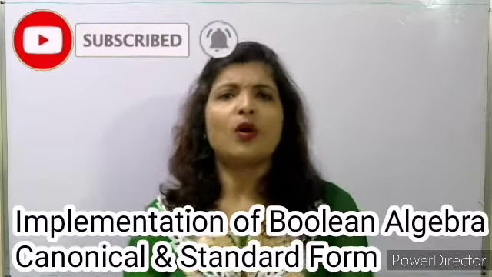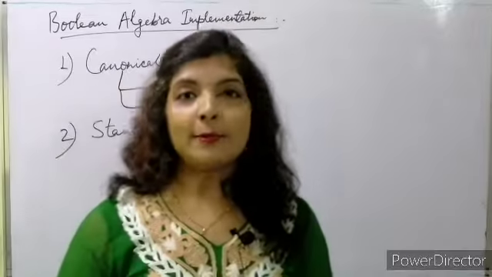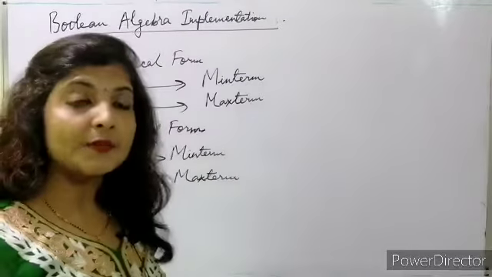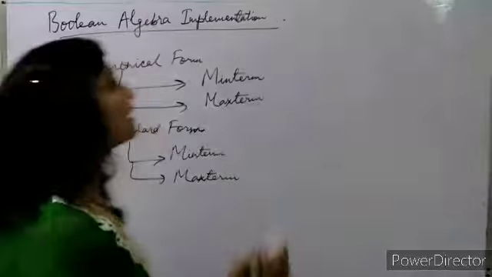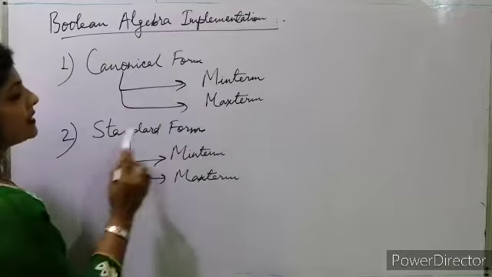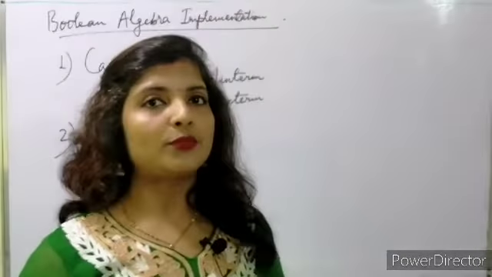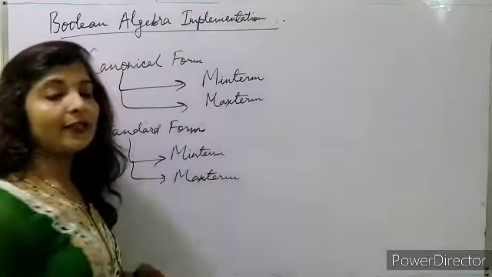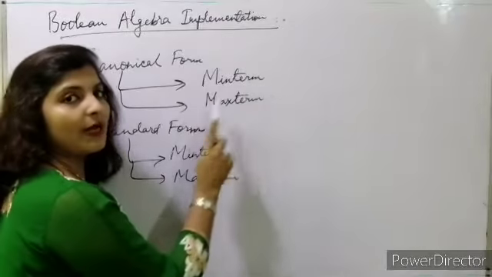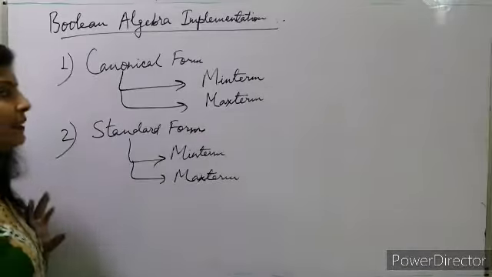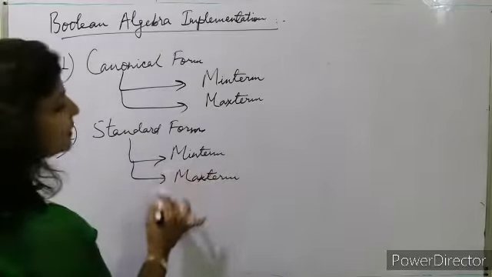There are two terms in canonical form, min term and max term. There are two types of implementation, two forms of implementing Boolean algebra. First one is canonical form, second one is standard form. For canonical form there are two types of term, that is min term and max term. And for standard form also there are two terms, that is min term and max term.